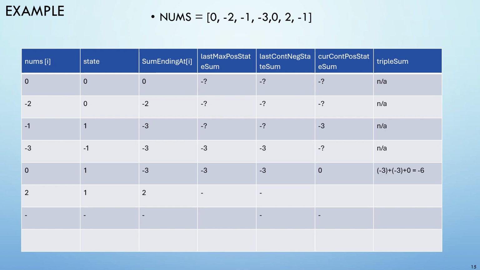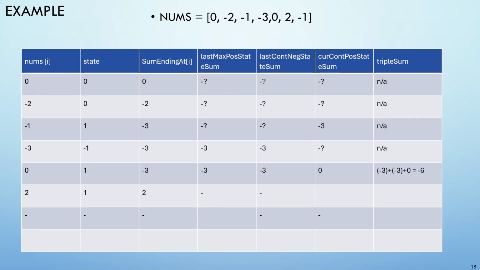So now you can imagine the logic behind calculating the sum ending at index I to be the num of I plus maximum of num of I minus 1 and sum ending at I minus 1. Now you can relate and understand the formula we discussed during the pseudocode.